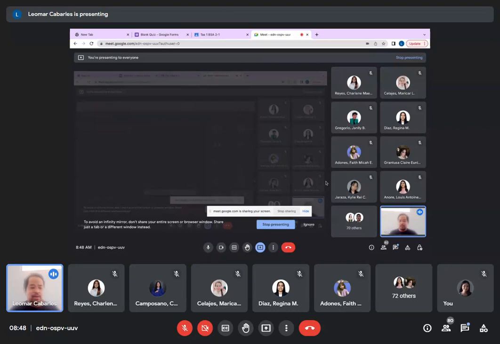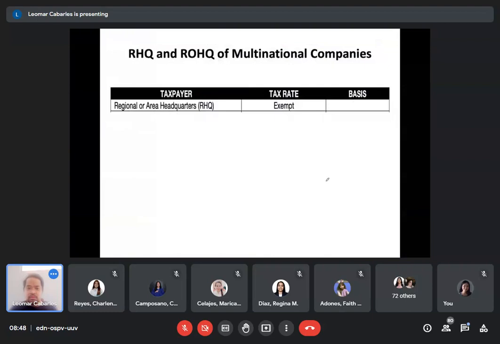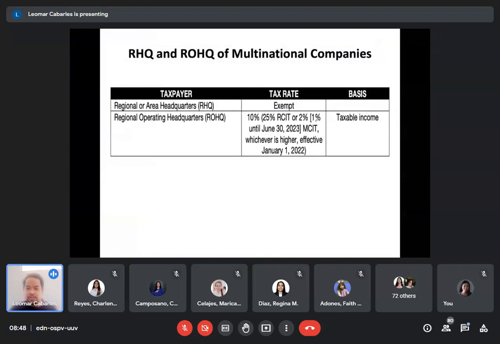Kaya nga sa current, starting this year, our OHQ is now an ordinary corp. No? Dati siyang 10%, but starting this year, magiging R-SIP na siya. Or M-SIP, kung ano man yung mas mataas.